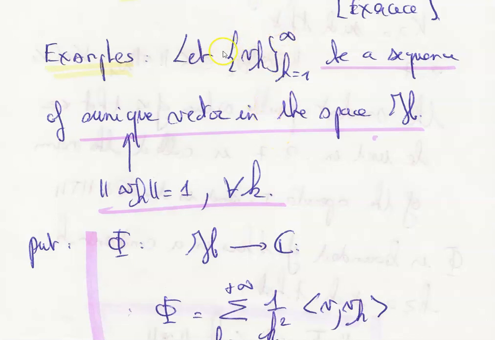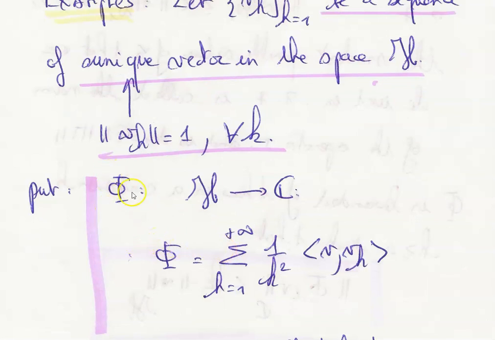Okay, another example, which is an important example. Let's take the sequence vk, k from 1 to infinity, a sequence of unit vectors in the Hilbert space. So the norm of vk is equal to 1, whatever the k you take. So let's put that phi, the operator phi, is acting on a Hilbert space. It takes a vector from a Hilbert space and gives us a complex number, which is the sum from k from 1 to infinity of 1 over k squared multiplied by the inner product between v, the vector v, and vk. vk is the k component of v.